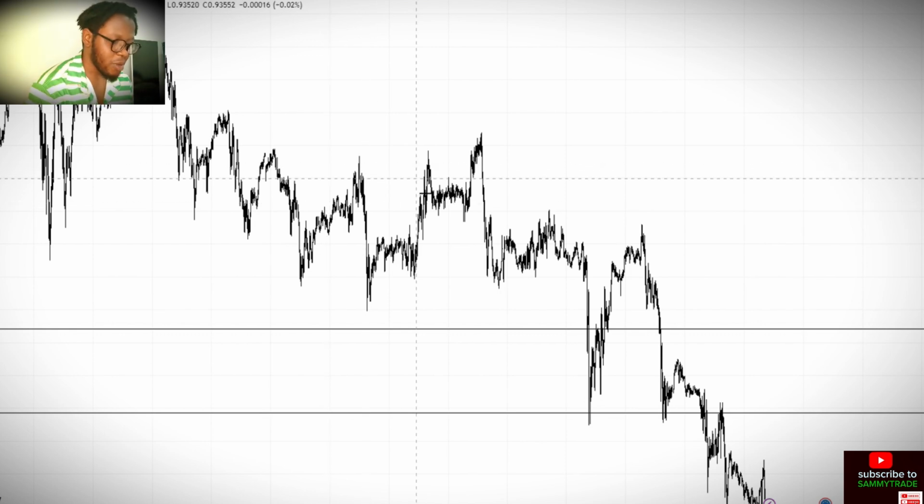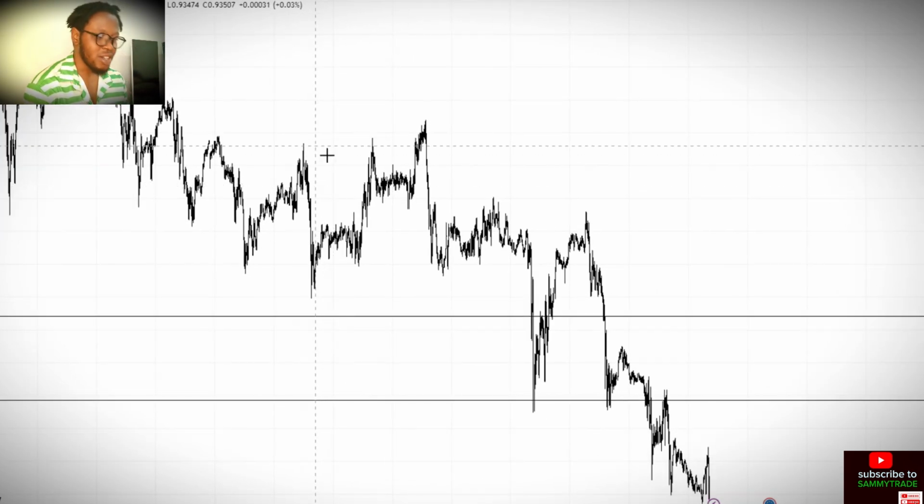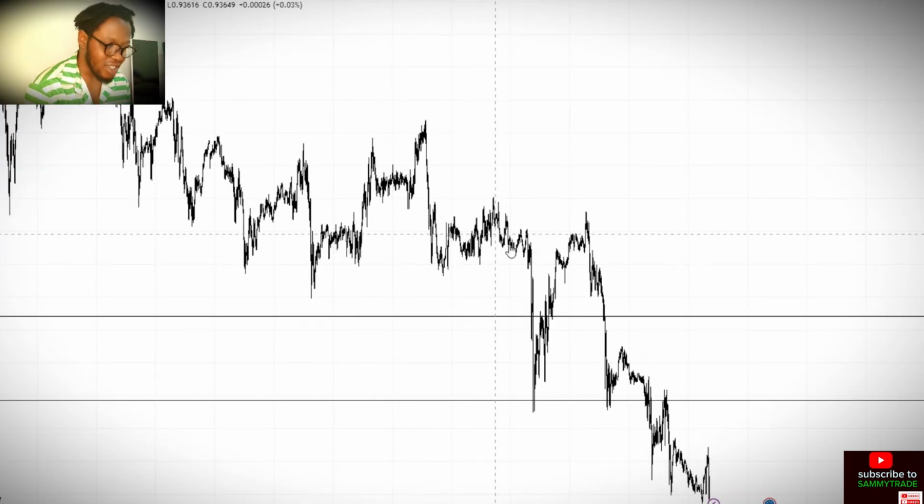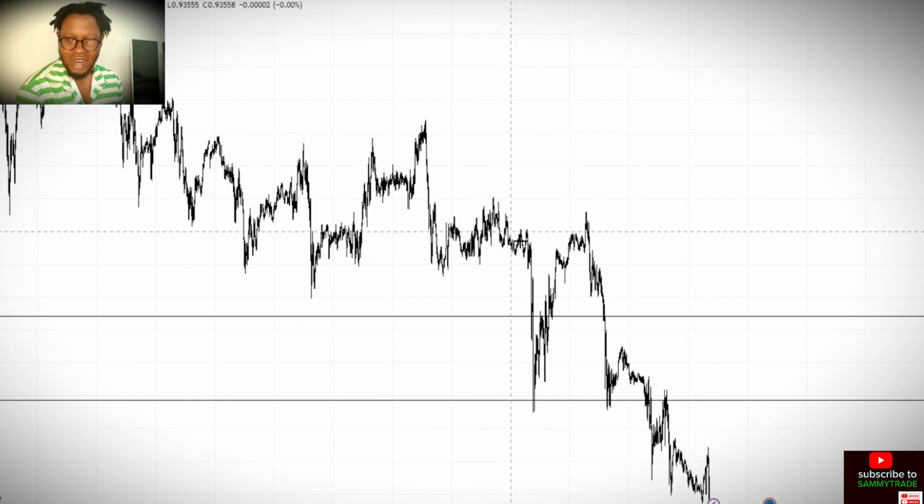And I waited. Price changed character, retraced, and price was giving me choppiness. Why? I'm like, why? Price is supposed to go in my direction. Why is it choppy?